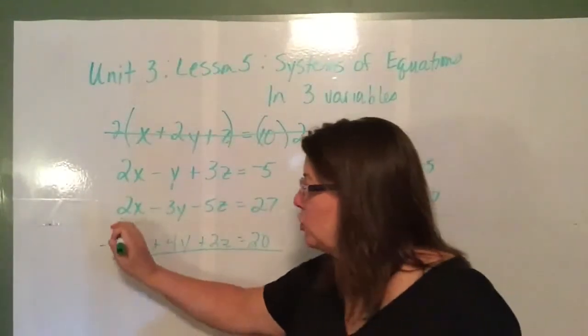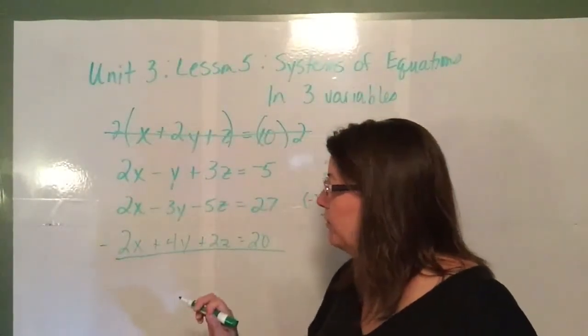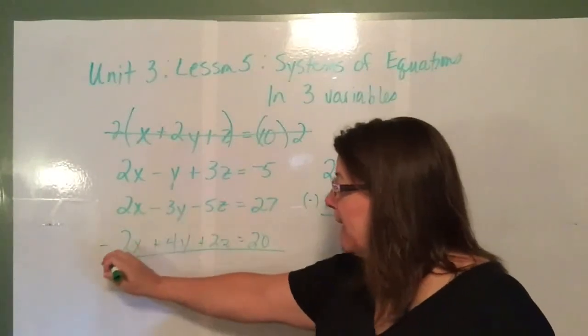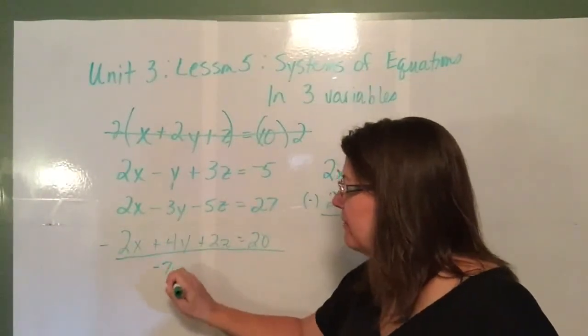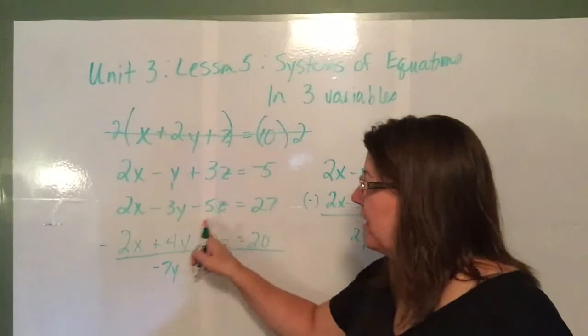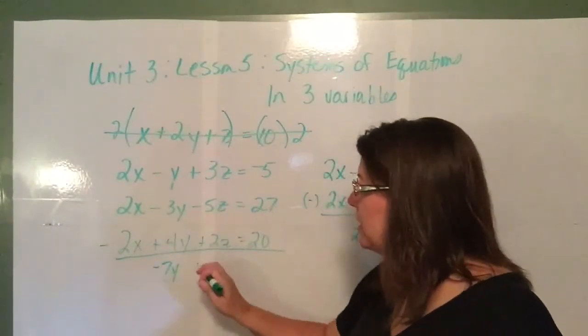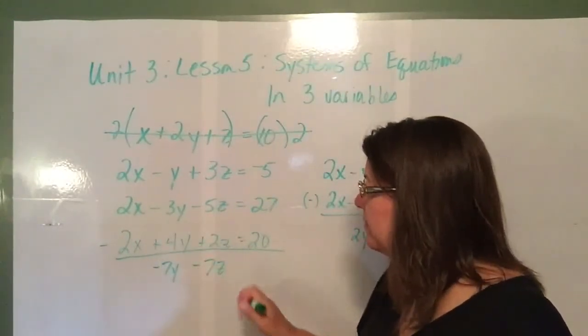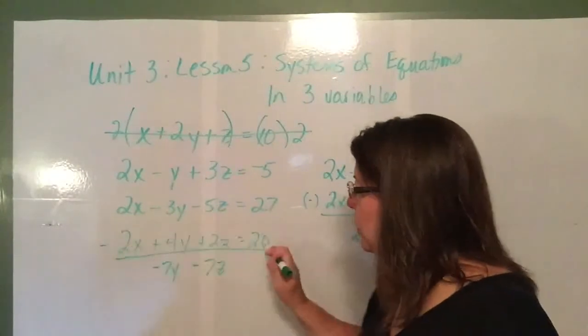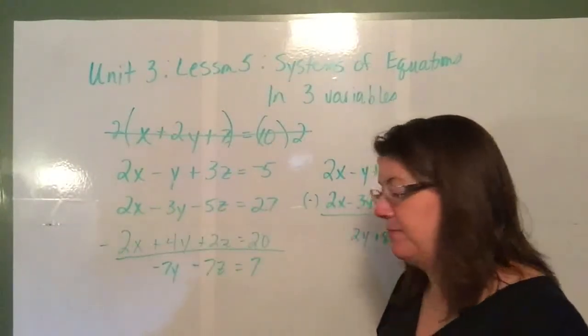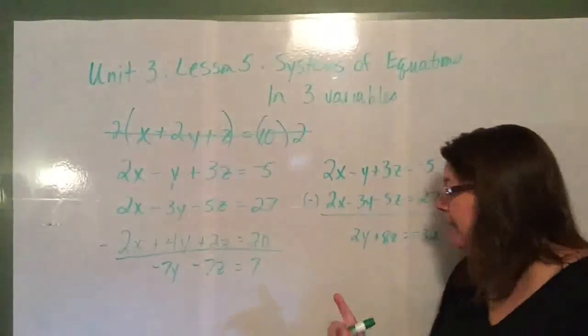So I have 2x minus 2x is 0. -3y minus 4y is -7y. -5z minus 2z is -7z. 27 minus 20 is 7. Okay, now look at what you have.